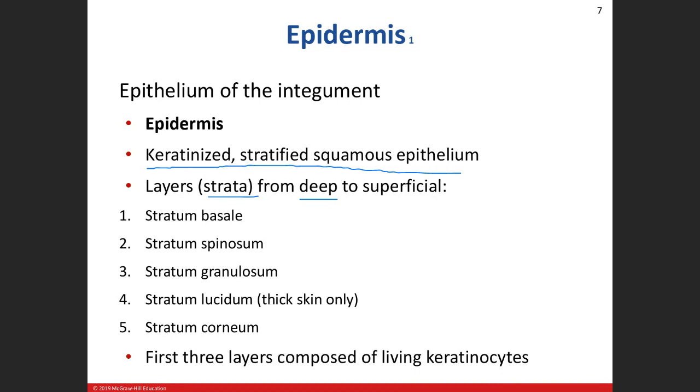That's what I'm looking at when I'm looking at you, and that's what you're looking at when you're looking at me. So these first 3 layers have living cells in them. The keratinocytes are living. We'll see when we get into the Stratum Granulosum, that's when they start the process of keratinization, but they're still alive when that happens. So the first 3 layers, all those cells are living.